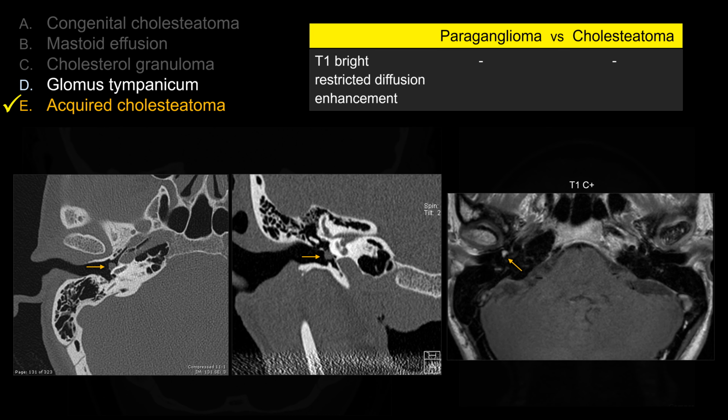So if you were to try to tease them apart, the difference between glomus tumor versus cholesteatoma, neither one of them should be bright on T1, unlike cholesterol granuloma, which is bright on T1. The cholesteatoma would have restricted diffusion. Remember, epidermoid cyst has restricted diffusion, whereas paraganglioma typically does not. And enhancement-wise, paraganglioma is a very vascular tumor, so they should have avid enhancement, whereas cholesteatoma does not.